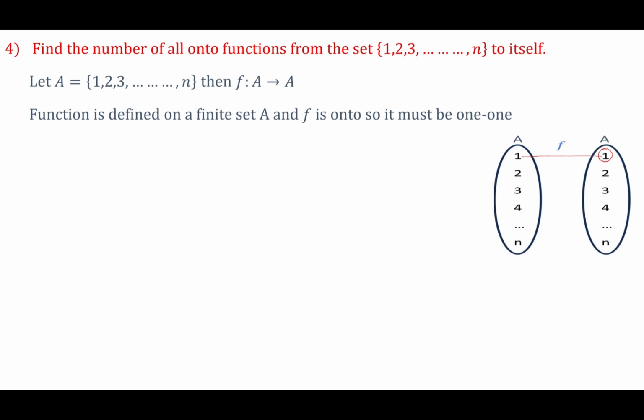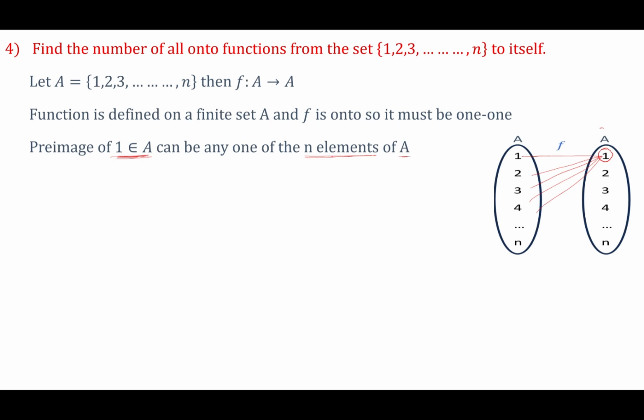So 1 has many options to be a pre-image. It means 1 could be a pre-image of 1, of 2, of 3, of 4, and so on. So 1 has n options. That's why I said 1 belongs to set A, which is the codomain, and it has n elements in set A. So we have n options for element 1 of the codomain.